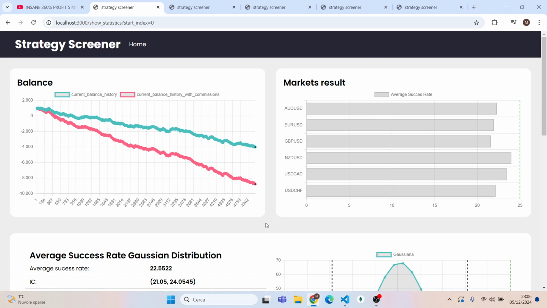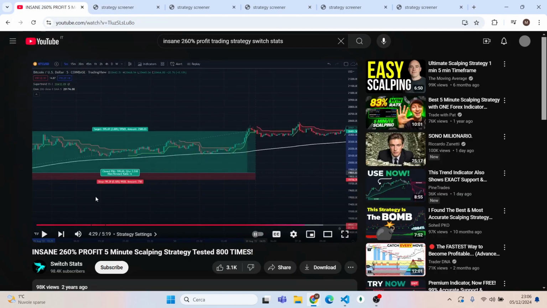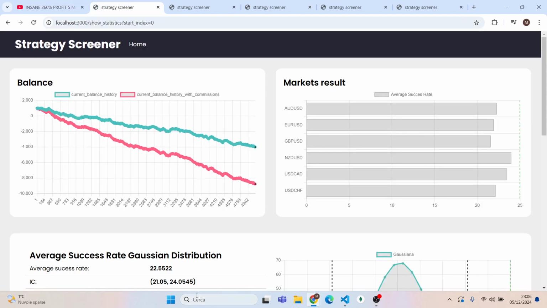As you can see here, I'm showing you the basic results of this strategy. It doesn't perform well at all. It doesn't have a 260% profit or such a high win rate that you can say, oh, I will be rich. No, basically not. It doesn't perform well with the basic conditions. So, with such a low average success rate, it doesn't make sense to make a statistical analysis.